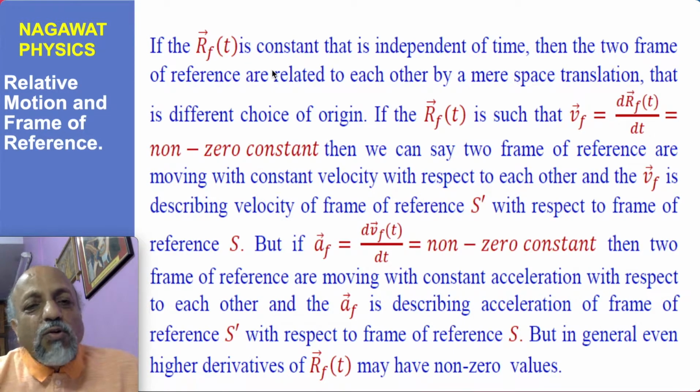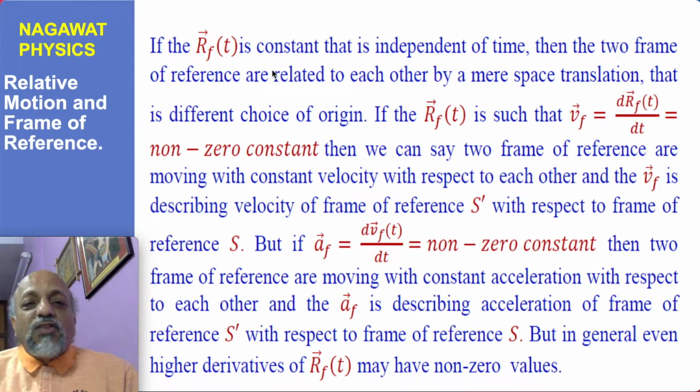That means the two frames of reference have origins at different locations, but they differ only by a space translation. So they have been displaced. So Rf is given as a constant of time. Then definitely Rf doesn't depend upon time, so Vf and acceleration Af and all other higher derivatives would be 0.